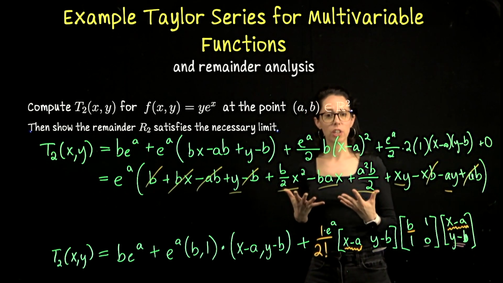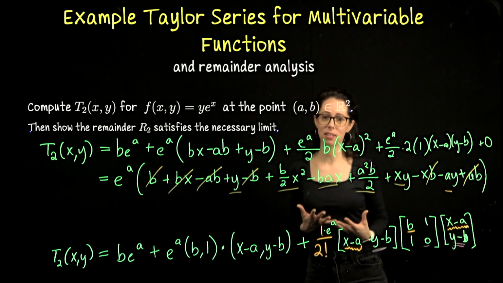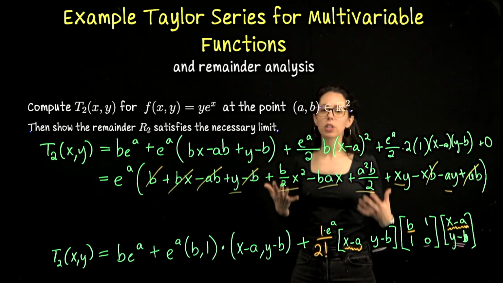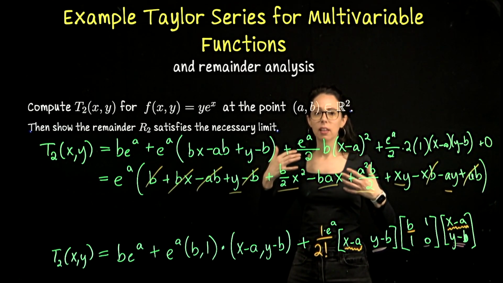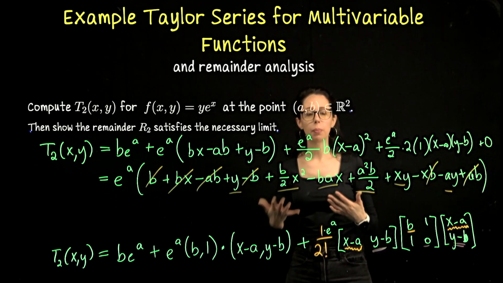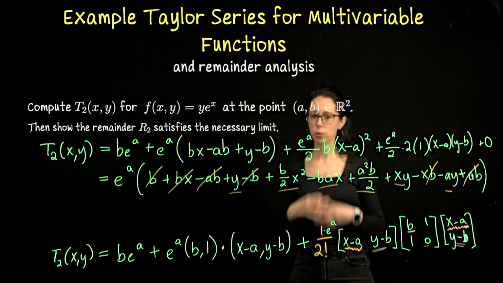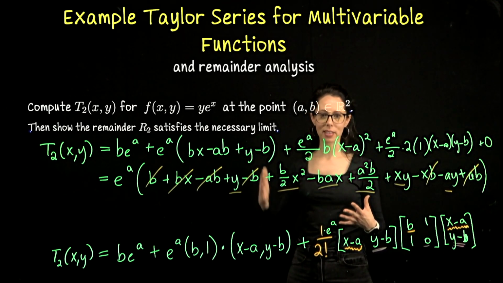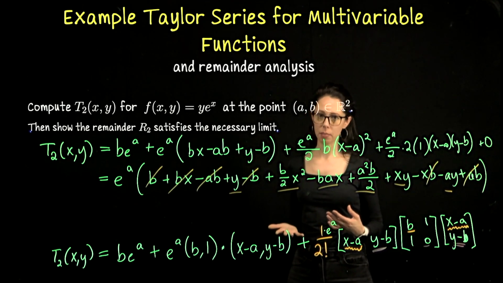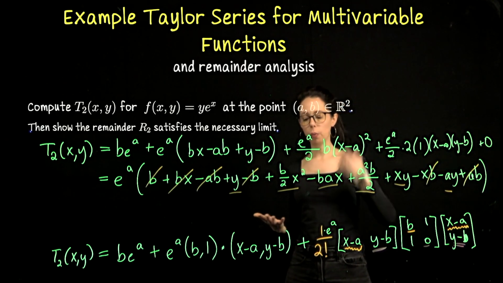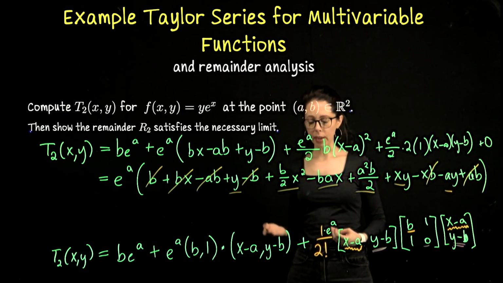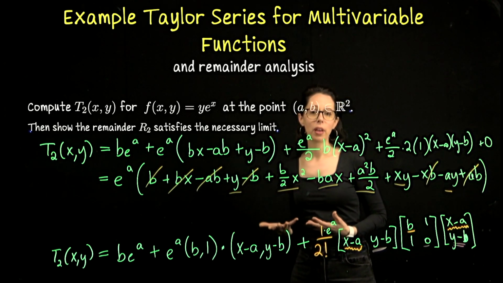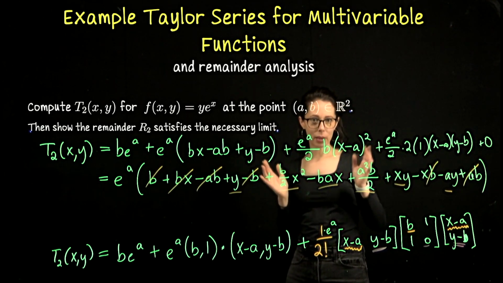The next question to ask ourselves is, how do we compare this to this function f, which is y e to the x? So I want to show you how you can compute the error between the function that we started with, which was not a polynomial, and this degree 2 polynomial. So what are our attack strategies so that we can say, is this a good approximation near a, b? In particular, we want to check that the remainder, which I will call r sub 2 to pair up with t sub 2, is little o of the distance from (x, y) to (a, b), squared.